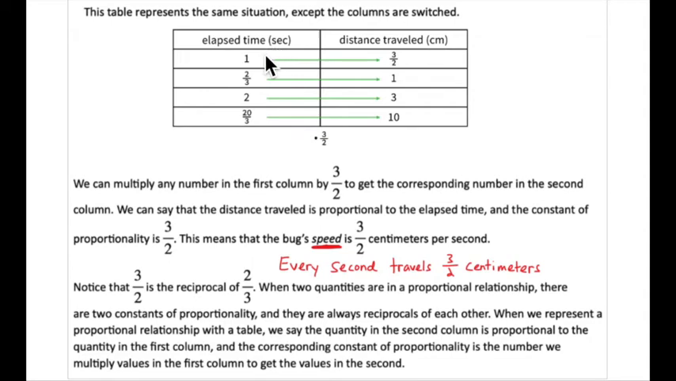So how far does the bug go in 1 second? It goes 3/2 centimeters. So every second the bug travels, it travels 3/2 centimeters. That is its speed. So that is the distance, centimeters, per time, seconds.